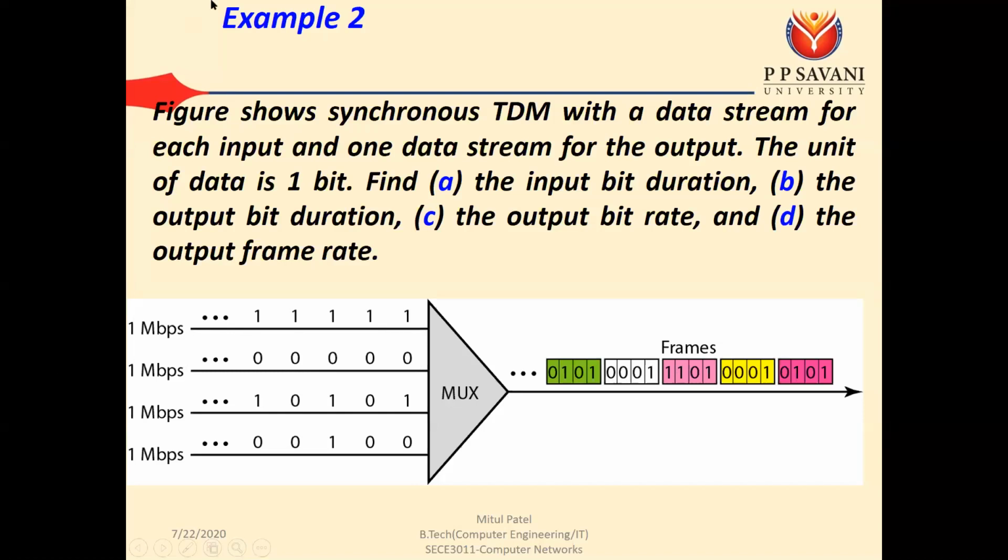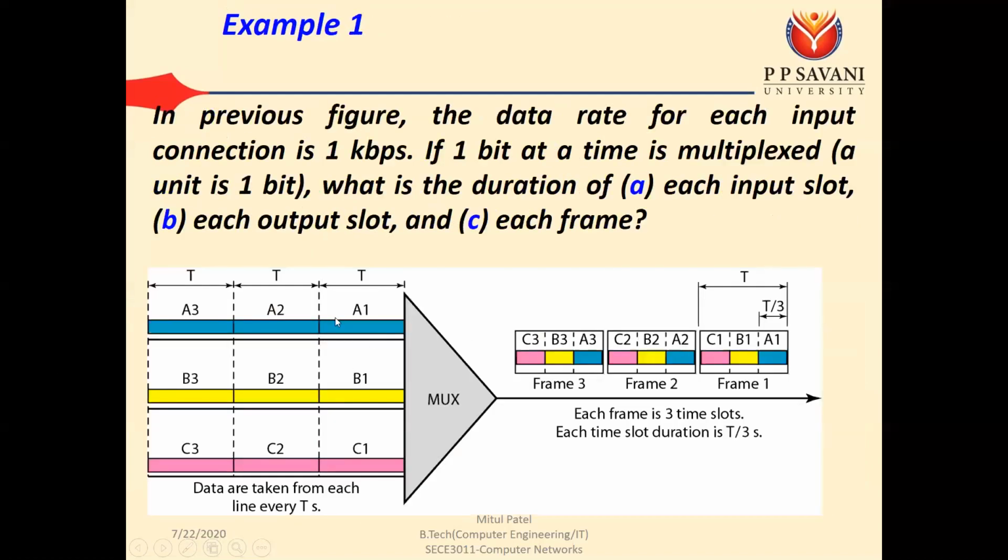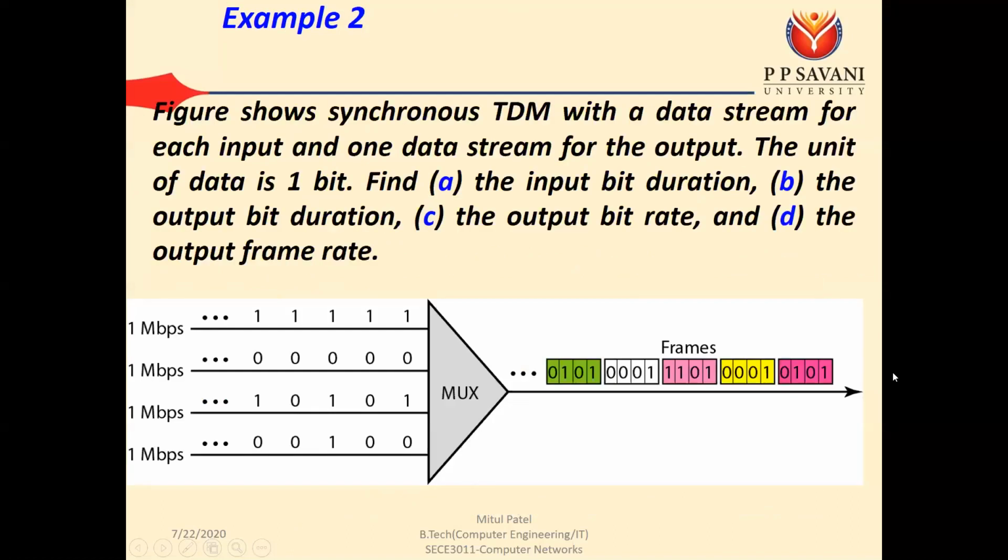Okay. So our output bit duration is how much? We can see here that if our input time slot is t, then the output time slot is t by 3 seconds if we have the 3 connection. But here we have the 4 connection, so we can say that the output time slot is 1 by 4 microsecond. So 1 by 4 plus 1 by 4, 1 by 4 plus 1 by 4, total is 1 microsecond. Same way for the second, 1 by 4, 1 by 4, 1 by 4, 1 by 4. So the output bit duration is 1 by 4 microsecond.